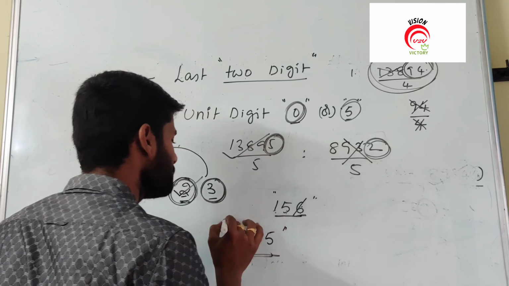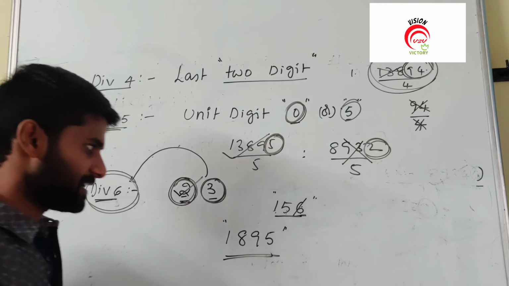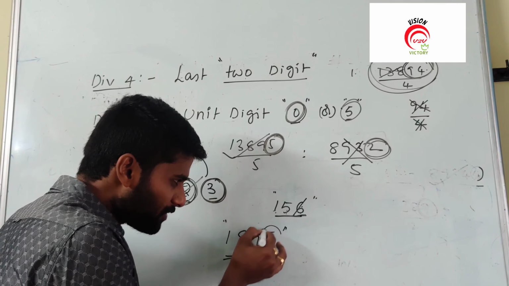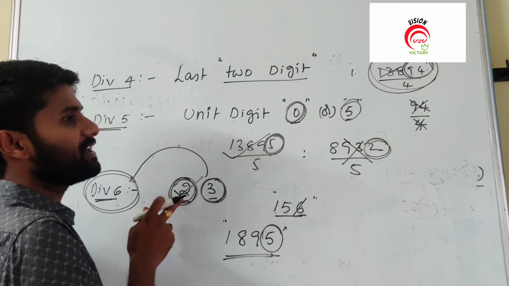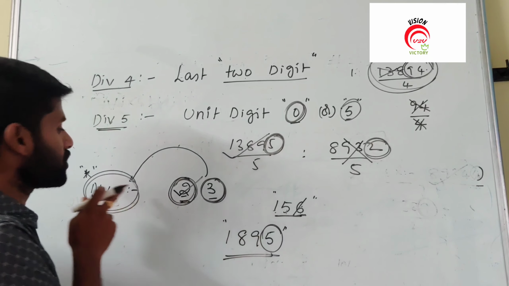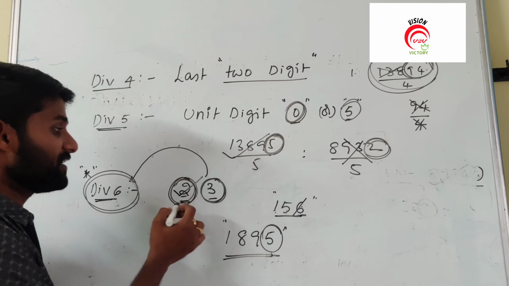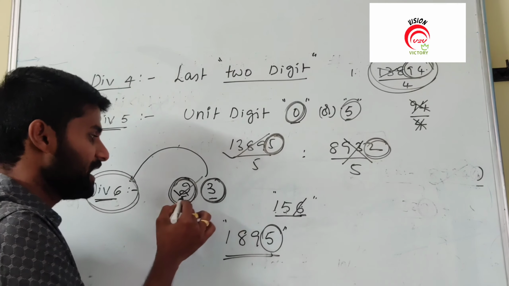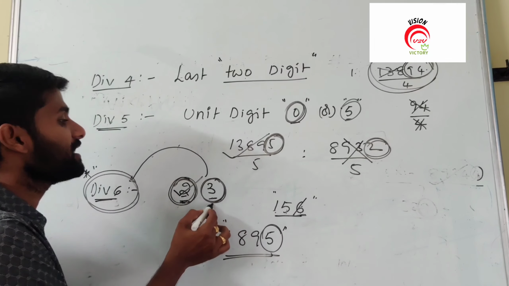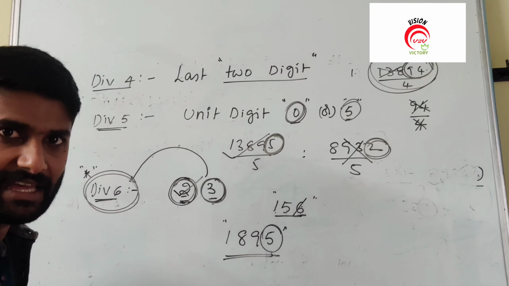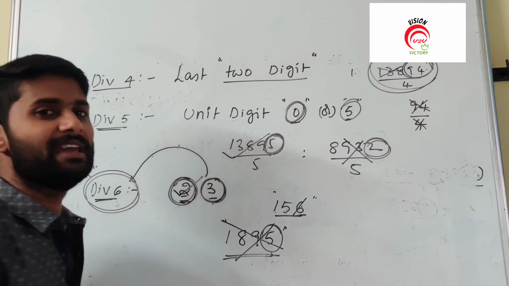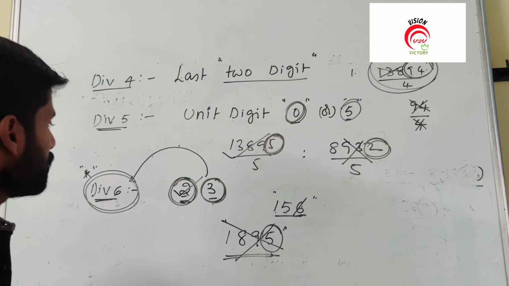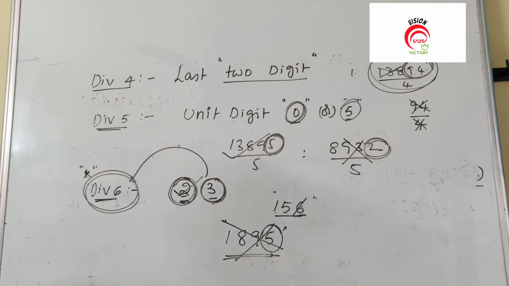1895. Is it divisible by 6 or not? Same thing. Focus on the units place. So what is the units place here? 5. 5 is not divisible by 2. If it is not divisible by 2, definitely this number is not divisible by 6. It means we need to satisfy both rules. If you satisfy both rules, definitely that number is divisible by 6. That's why 1895 is not divisible by 6. So that is the rule of divisibility by 6.